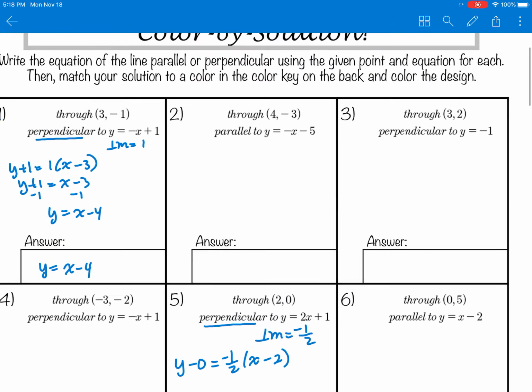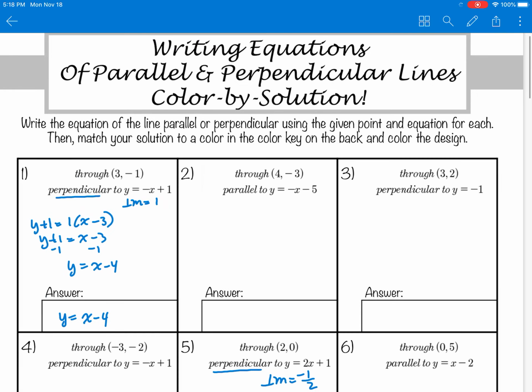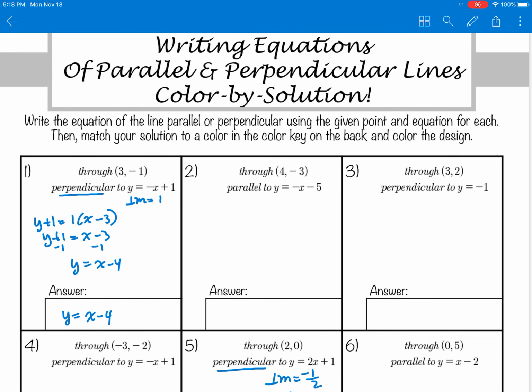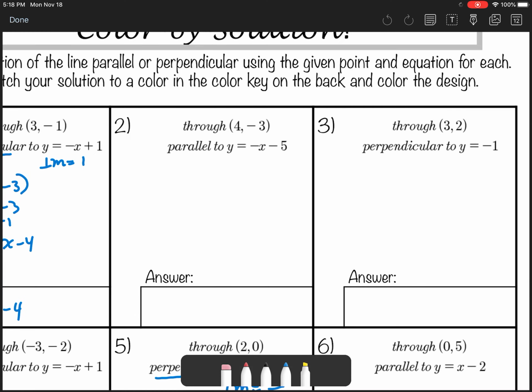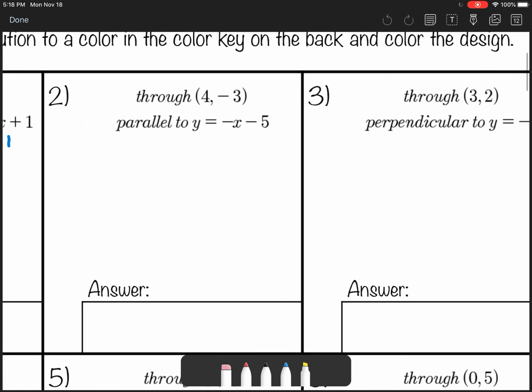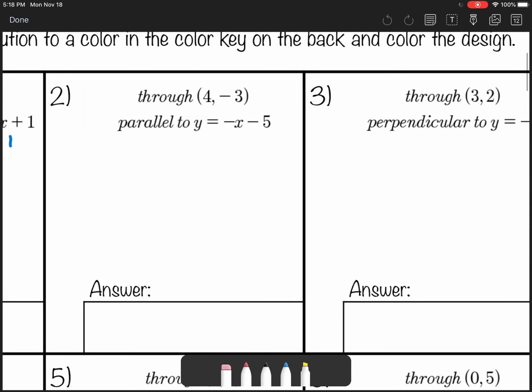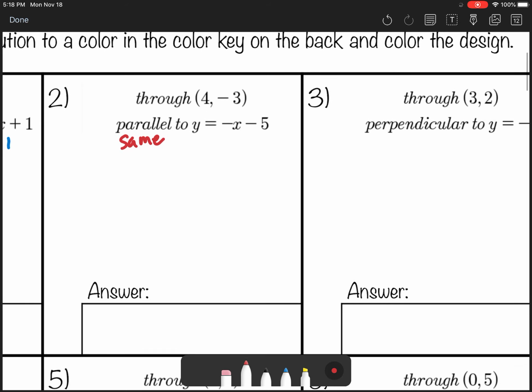Alright, so on these questions, writing equations of parallel and perpendicular lines. We're given a point, and we want to write an equation that's parallel to the line given. Parallel means same slope. Okay, we're given this equation here, y is equal to negative x minus 5. Our slope for this equation is equal to negative 1.